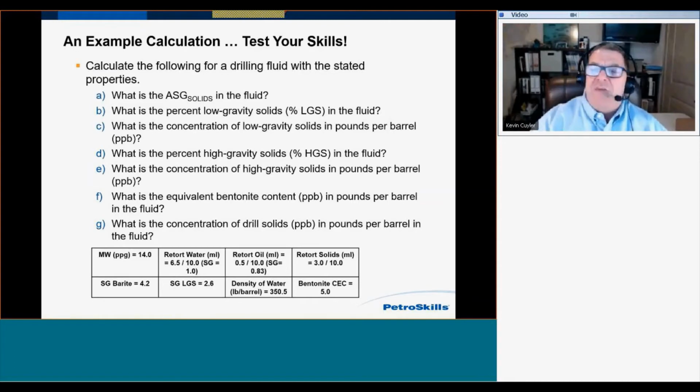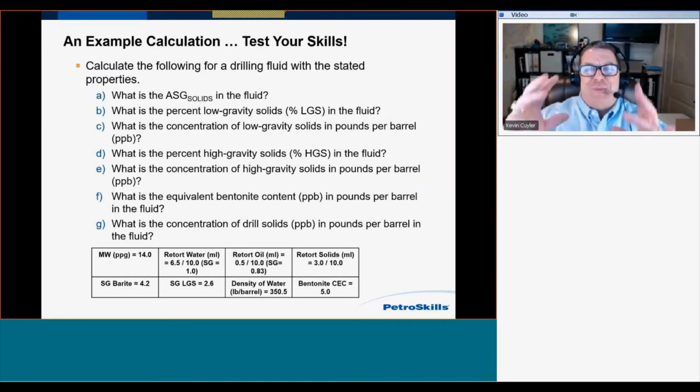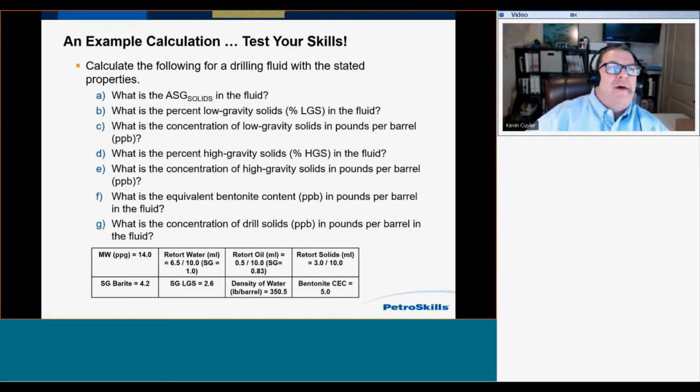Down at the bottom, I give you a little bit of help, giving you the mud weight. I gave you the retort oil, the retort solids, and then our specific gravities we have in the system, along with our bentonite CEC and the density of water. A little bit of a trick as you walk through it. Don't cheat. Don't scroll to the bottom, but I also gave you the solution to the problem. So test your knowledge, do your own calculations, see if you come up with the same answers as you go forward from it.